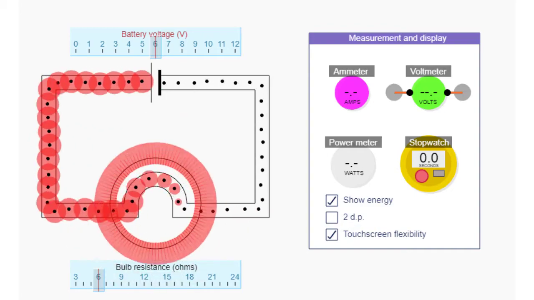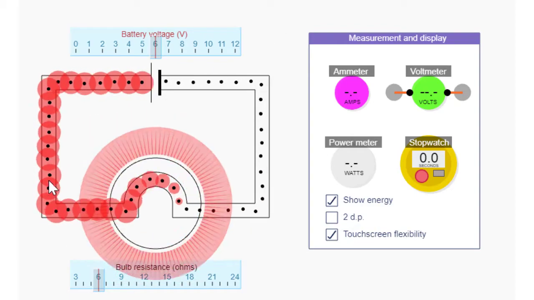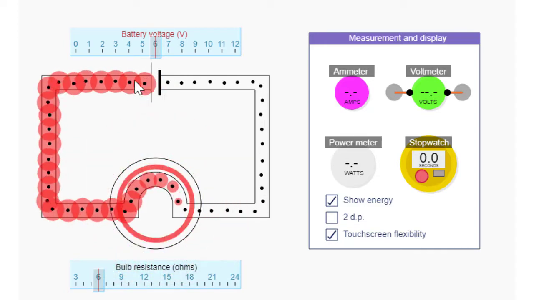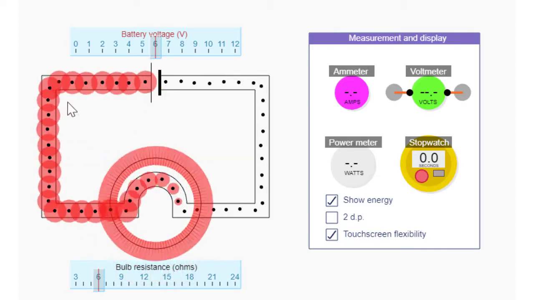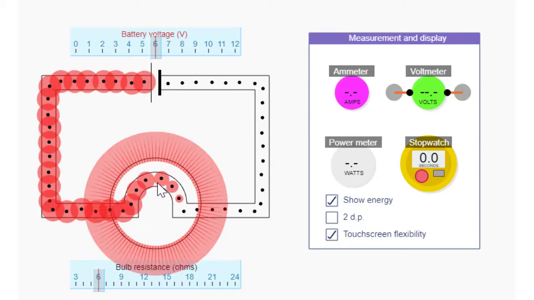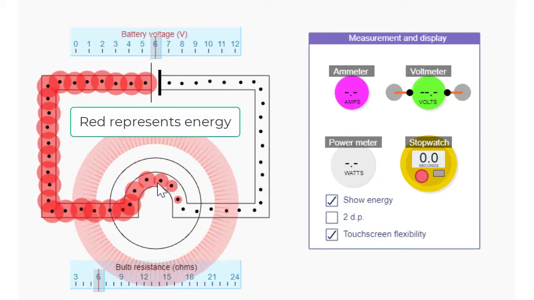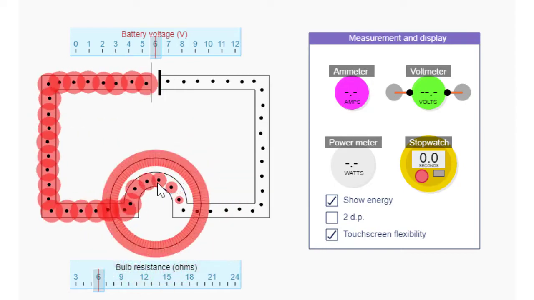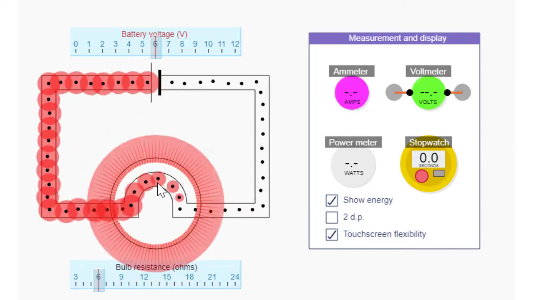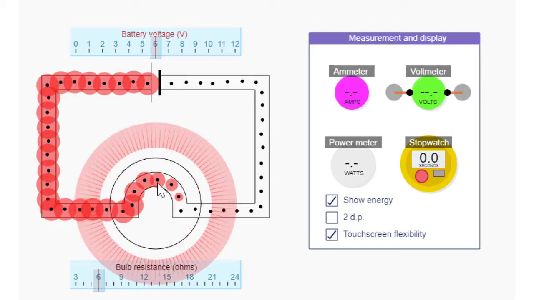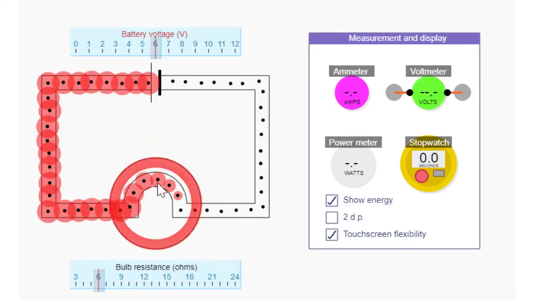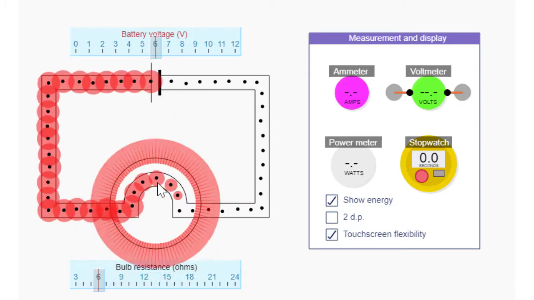The model is mathematical, based on the physics, but instead of a numerical output, there's a visual output. And there are three elements to this visualization. One is that current is visualized as the speed at which these black dots move. The voltage is visualized as the amount of red stuff around each black dot.